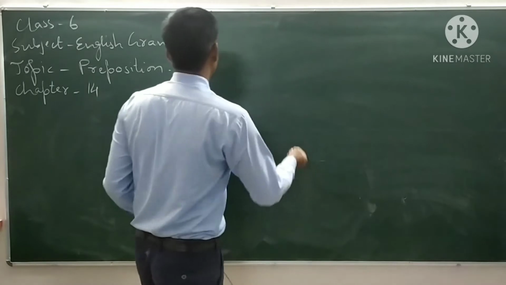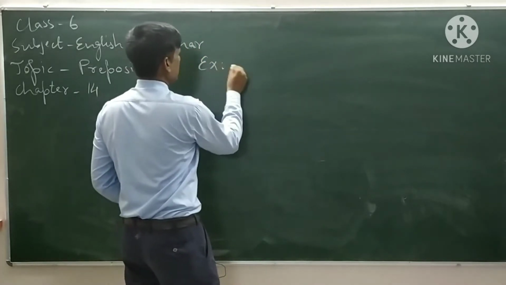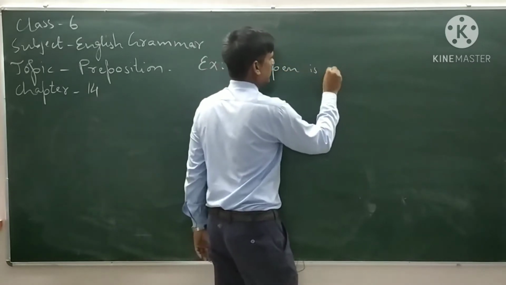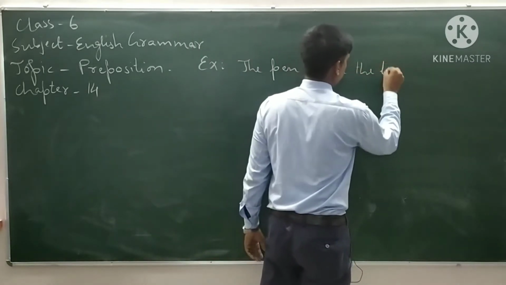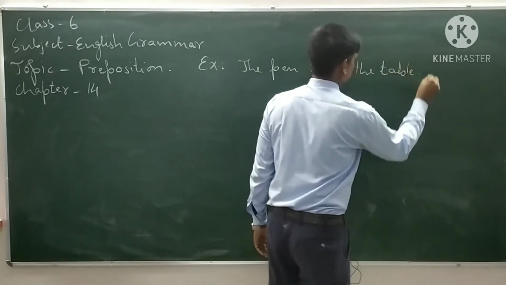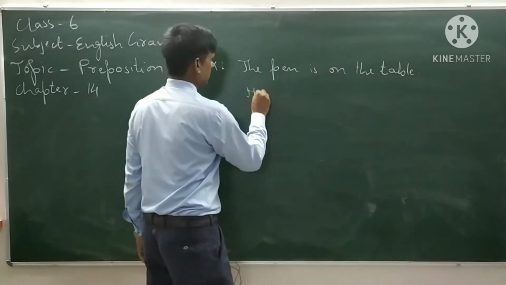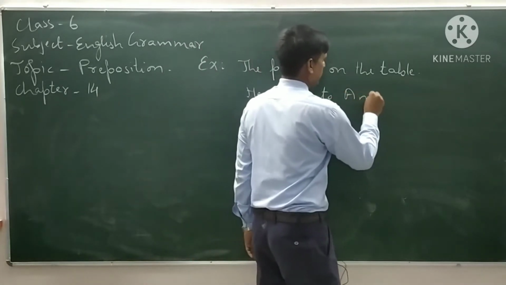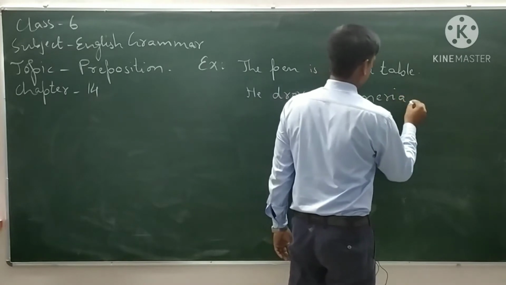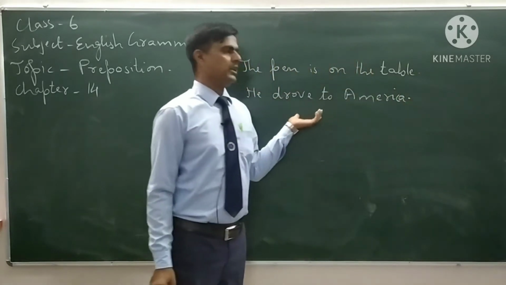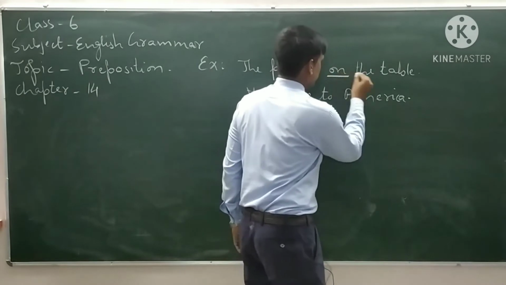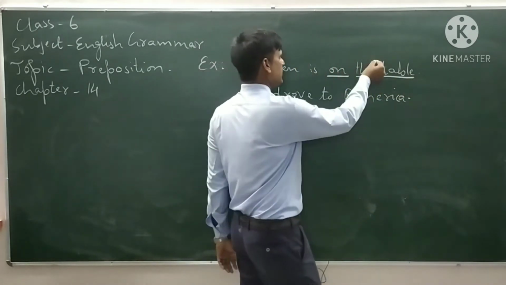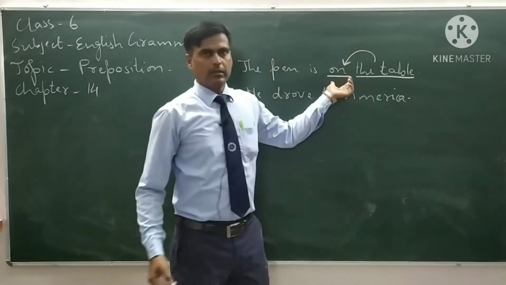For example, we can say, the pen is on the table. He drove to America. Now see, on is the preposition. It is used before this noun table to show the relation.